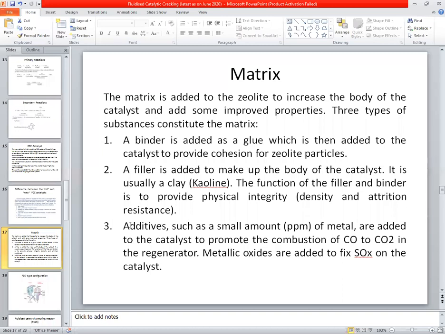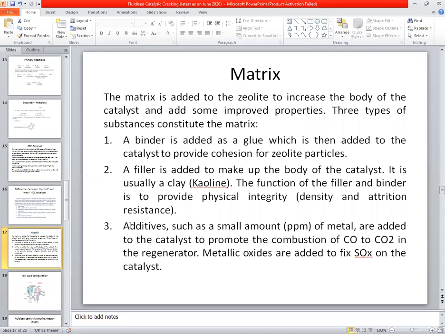So in the FCC unit, the catalyst is continuously regenerating. Regeneration occurs due to combustion of coke. We have to combust the coke, the unwanted particles. How do we do the combustion? As you know, by providing air. By providing heated air, we combust the unwanted materials such as coke from the catalyst, and the catalyst will be regenerated. To increase the combustion rate of carbon monoxide to carbon dioxide, we use additives.